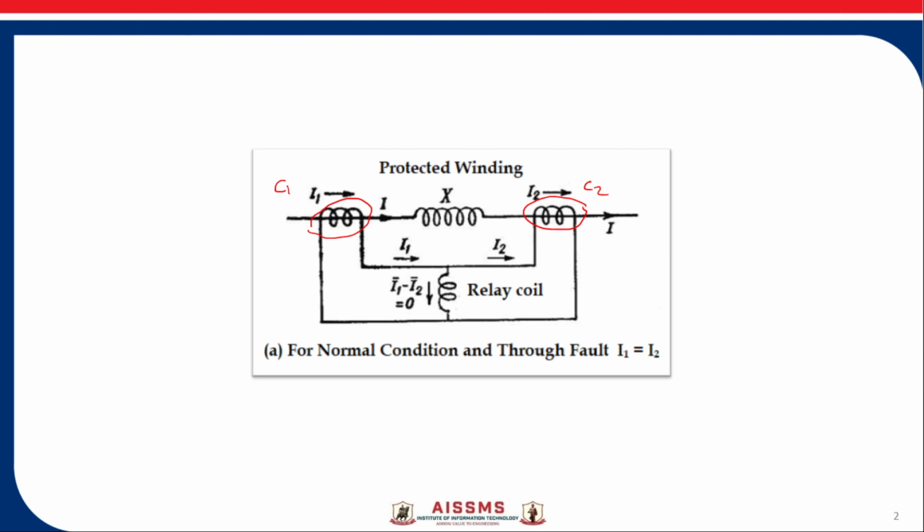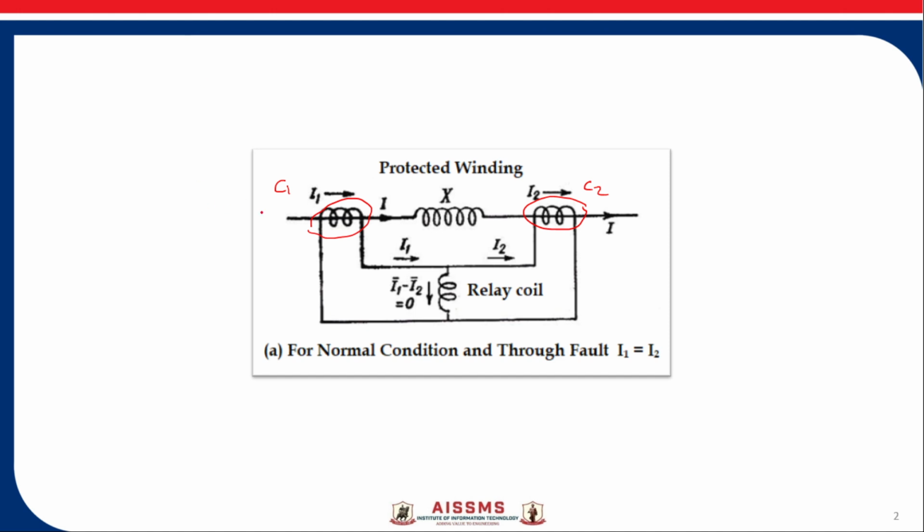A pair of identical current transformers are fitted on either end of the winding to be protected. The secondaries of the CTs are connected in series in such a way that they carry the induced currents in the same direction. The operating coil of the overcurrent relay is connected across the CT secondary circuits. The relay compares currents at the two ends of the protected winding.